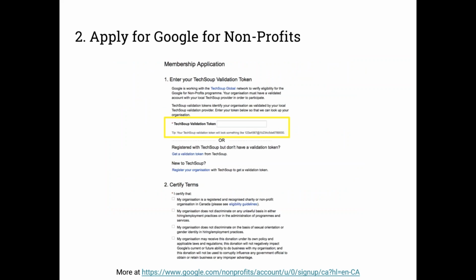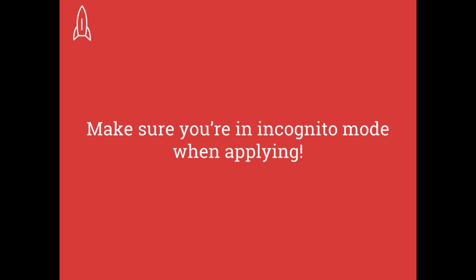The actual application is fairly straightforward. Again, you're going to have to register with TechSoup, and you get this little token, and then you'll input the token as you go through the application steps and then certify that you meet a few pretty basic criteria. And one key note, this sounds like such a simple thing, but make sure you're in incognito mode or completely logged out of all your other Gmail or Google accounts when you're applying.